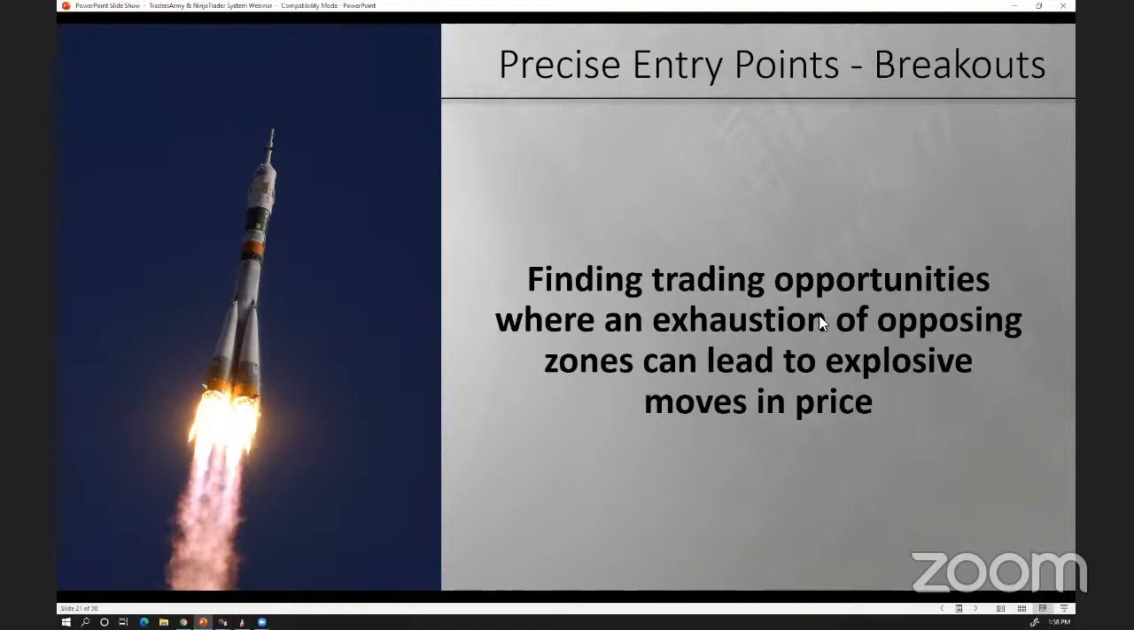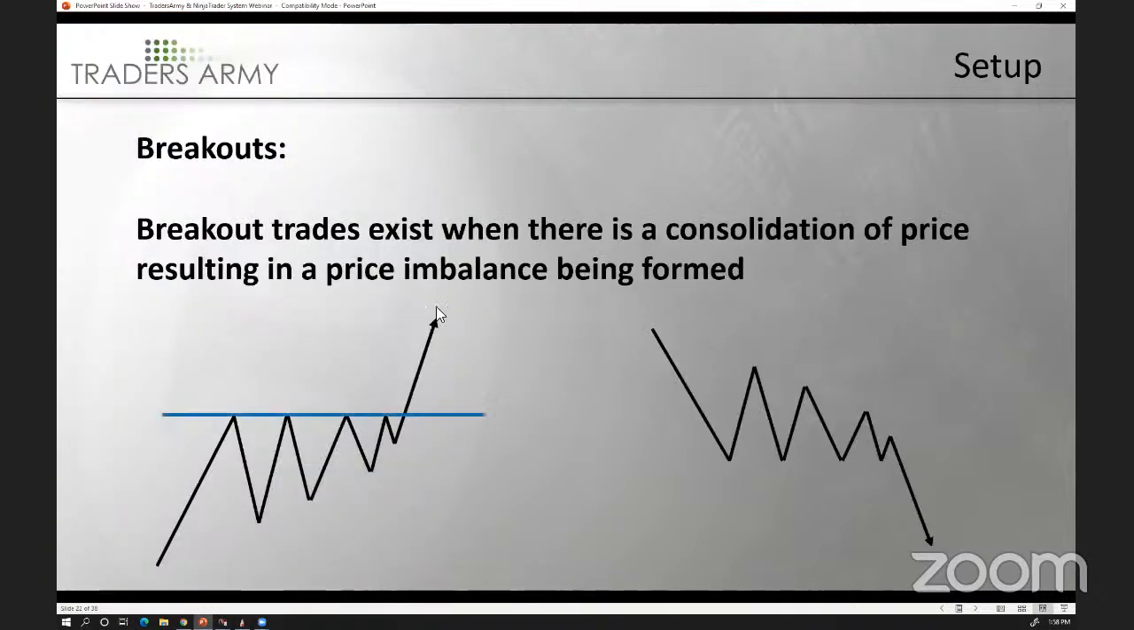Now, how do we do this with breakouts? Well, with breakouts, we're looking for opportunities where an exhaustion of an opposing zone, so that's resistance getting hit multiple times, support getting hit multiple times, exhausts that line in the sand that's been holding so far, and that exhaustion of those opposing zones can lead to an explosive move in price. And so a breakout trade is going to exist in our world when you get multiple retests back to the same area, 1, 2, 3, 4 times, and then boom, you get a sharp breakout because there's really no holding it back, right?